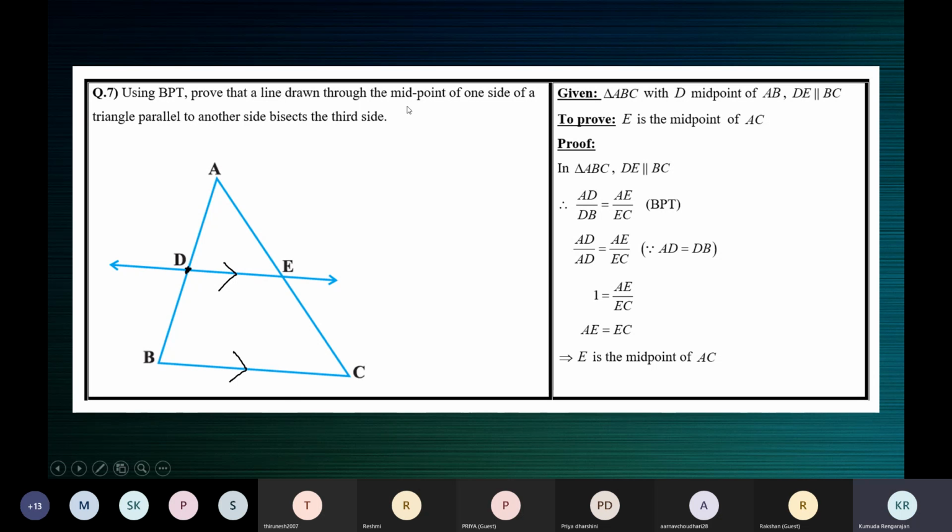You need to take a triangle in which you know the midpoint of one side, and you should draw a line through that midpoint which is parallel to the second side. Given this, we should prove that the third side is bisected.